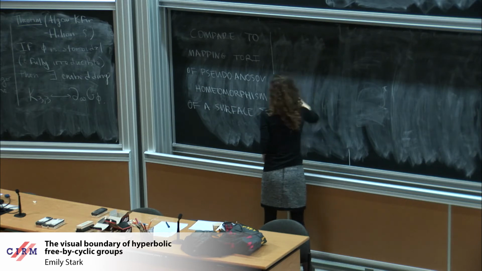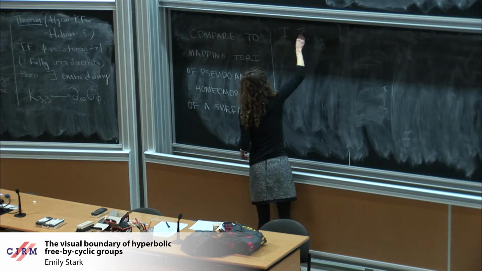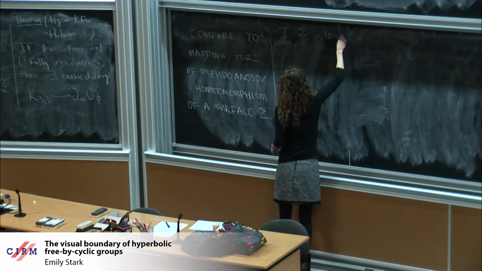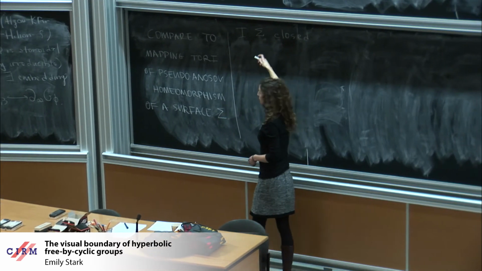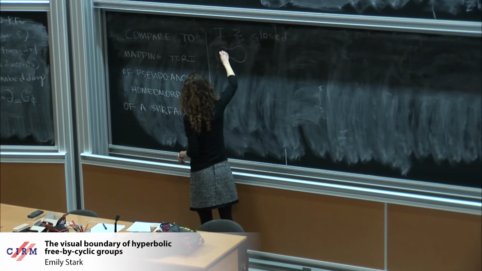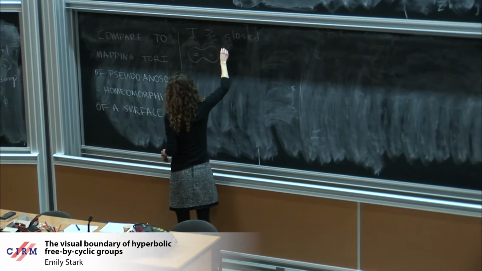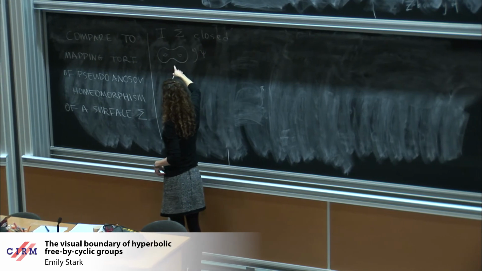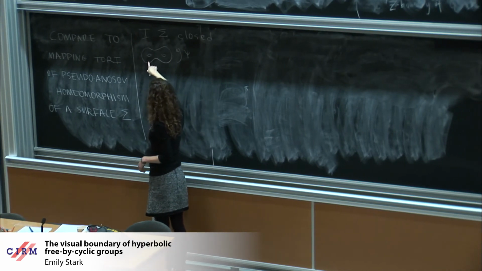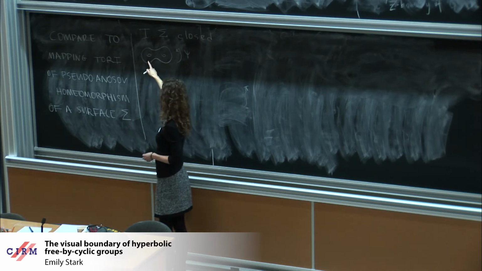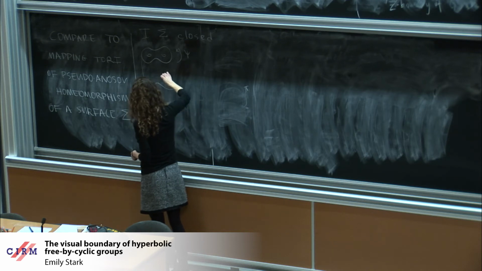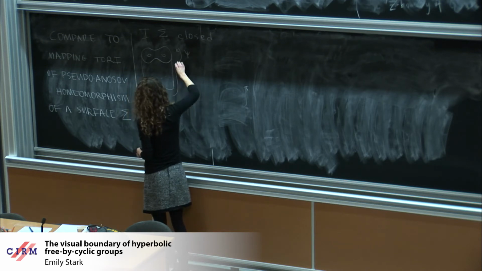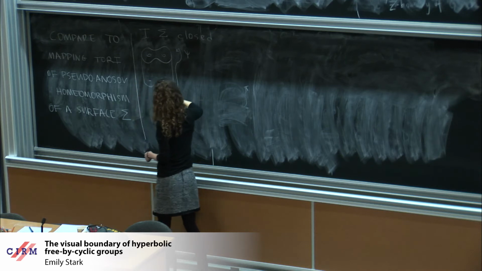And there are 2 cases to consider. The first case is that the surface sigma is closed, connected, orientable, and has genus at least 2. And suppose C is a pseudo-Anosov homeomorphism of the surface, meaning it doesn't preserve the homotopy class of any closed curve on the surface. Then, as above, you can form the mapping torus defined with respect to this homeomorphism.